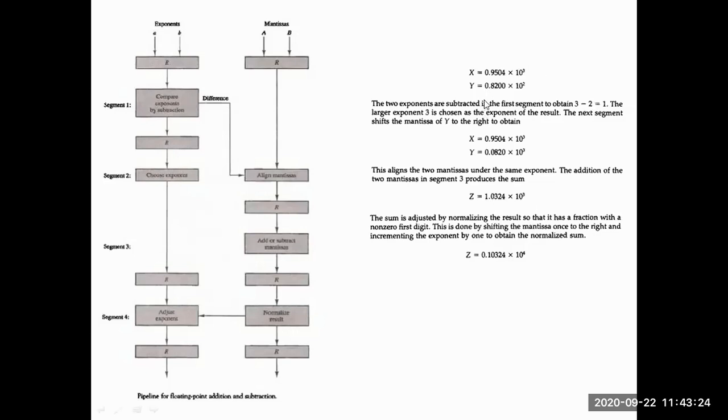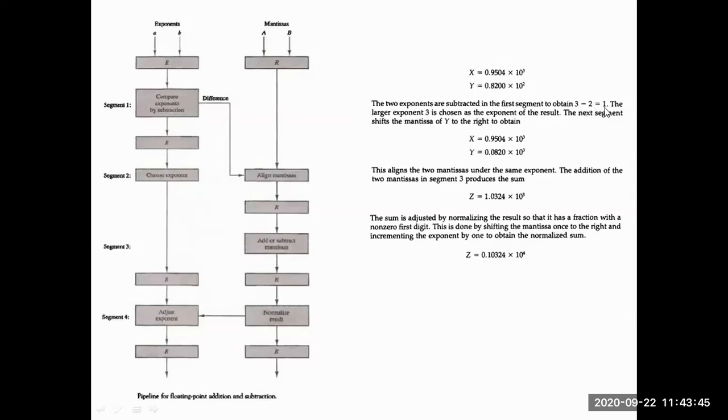Now if we do the same thing in terms of segments, in terms of a pipe, what type of operations will be there? The first will be that we have to compare the exponents. So the first segment of the pipe will be compare the exponents. How do we compare the exponents? By subtraction. Okay, so the first job is done.